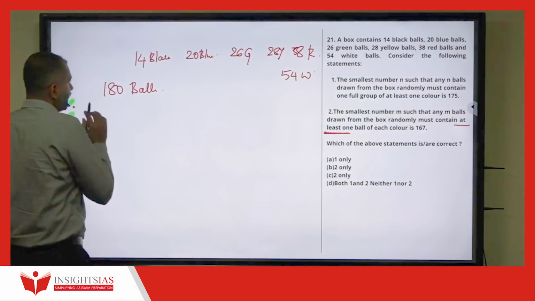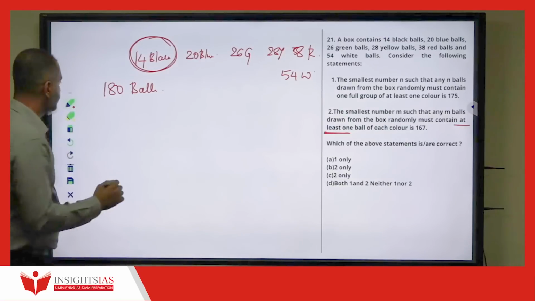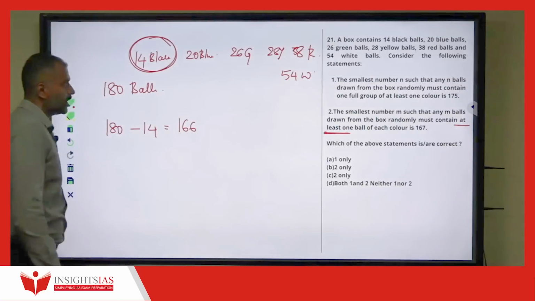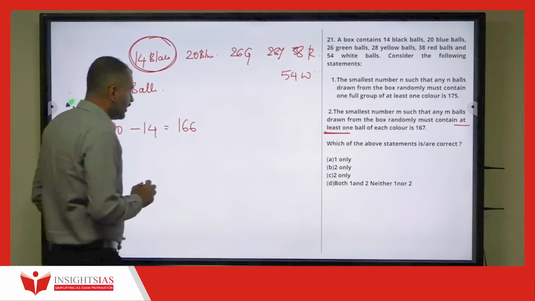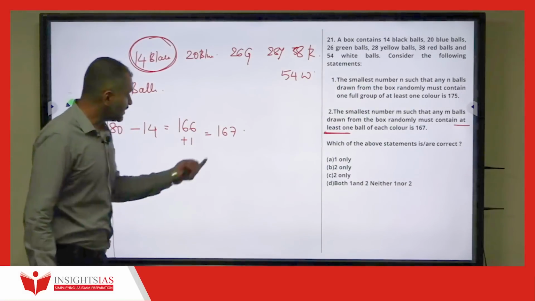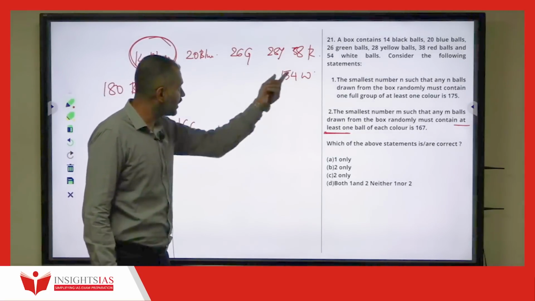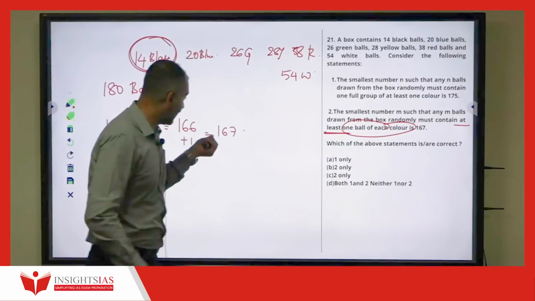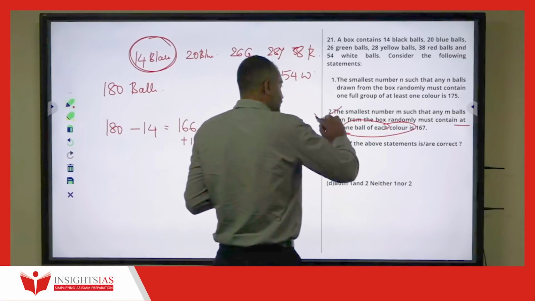Now look here, out of this 180, 14 blacks are there. Let us say I haven't taken any black. So out of 180 minus 14, which is nothing but 166, I have drawn, and I haven't got anything black. Now, when I draw the next time, the 167th time, I will get one black, right? In this 167th draw, we have black, blue, green, yellow, red, and white also, isn't it? And at least one of each color we are having, right? So this is the smallest number for at least one of each color. Hence this is true.